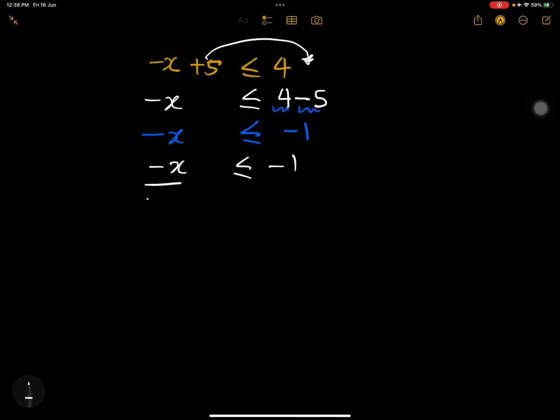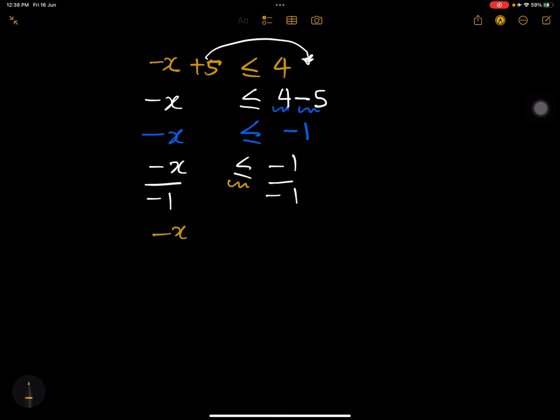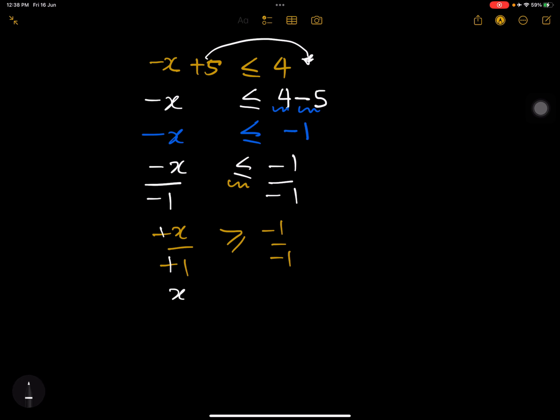We need to divide both sides by -1. Divide both sides by -1. And the moment we do that, this sign needs to change. So we're going to get -1x divided by -1. The sign changes to not less than or equal to, but greater than or equal to -1 over -1. And then we're going to have this canceling this, and you're going to get x over 1 greater than or equal to -1 over -1, which is canceling out, and get x is greater than or equal to 1.